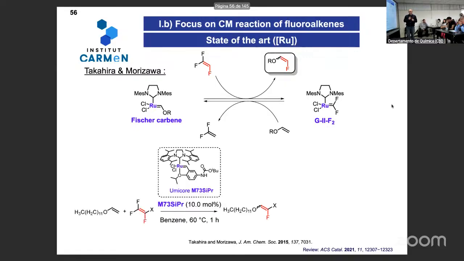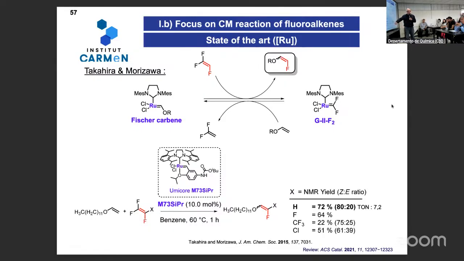Next, please. And so they use this catalyst, they use 30 to 40 catalysts. You know what the best one? Okay, and next, please. And they were able to do this kind of vinyl fluoride etherenol. And with the hydrogen, they got 72% NMR yield. With the 80 to 20 ratio, with a turnover of 7. Okay, there were 2 publications with a ruthenium catalyst.